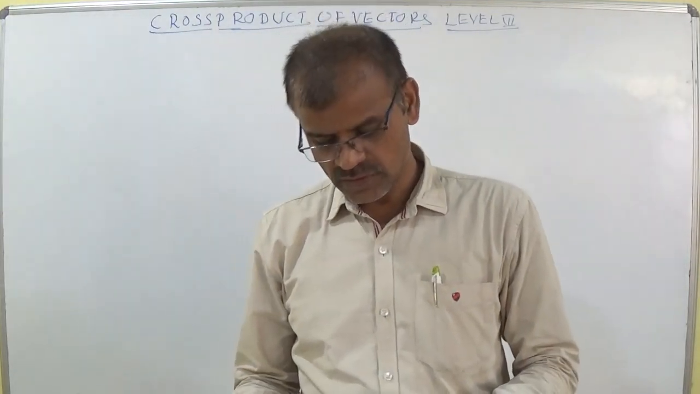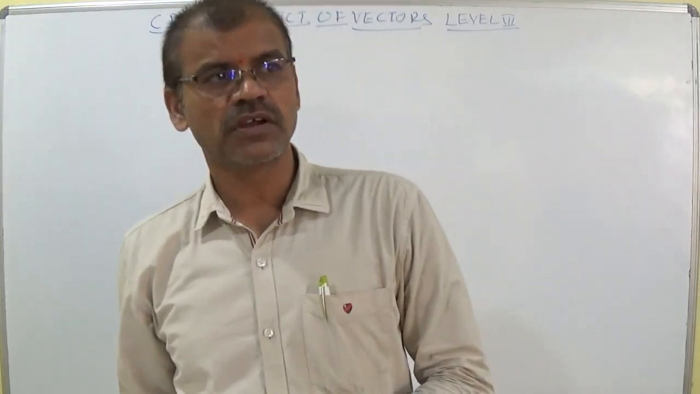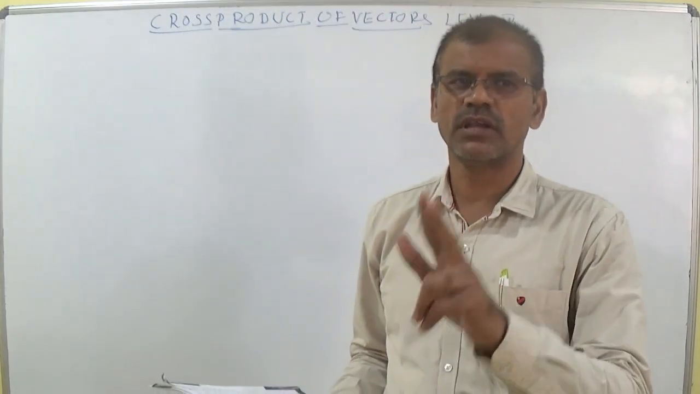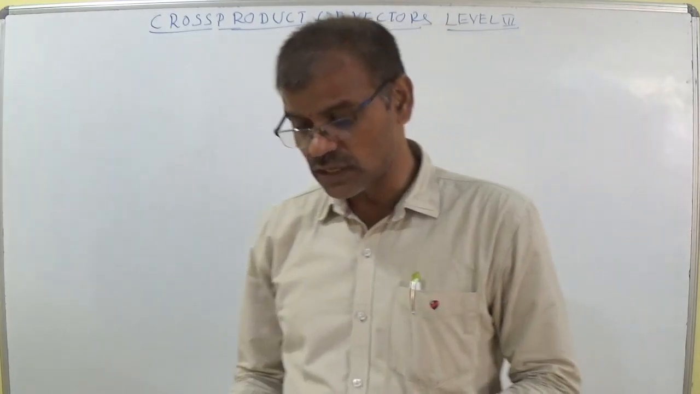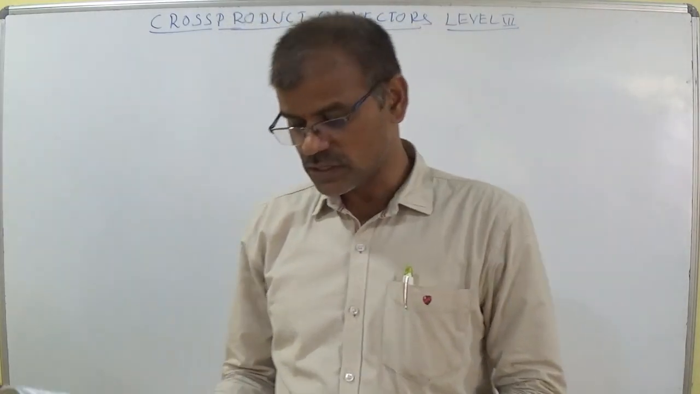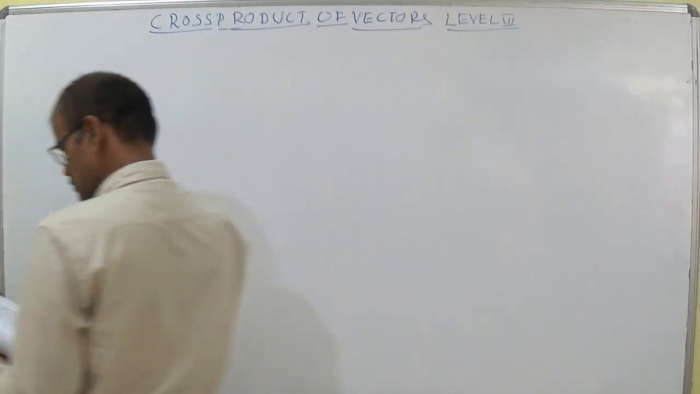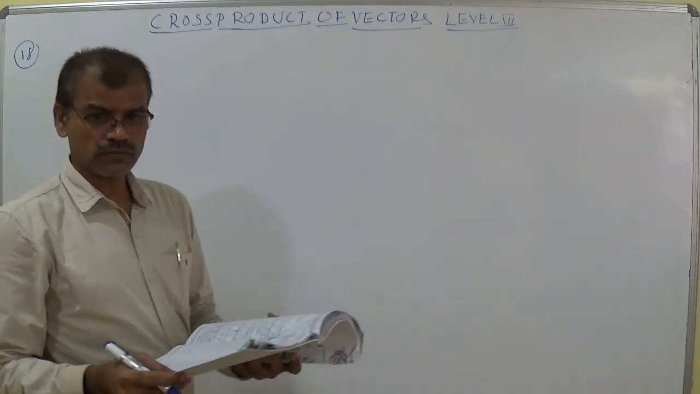Students, we are in cross product of vectors level 3. Only the remaining 2 sums are there. In the previous class we discussed until 17 sums. Now let us continue with 18 and 19 sums in level 3 cross product of vectors. Let us discuss the 18th question.